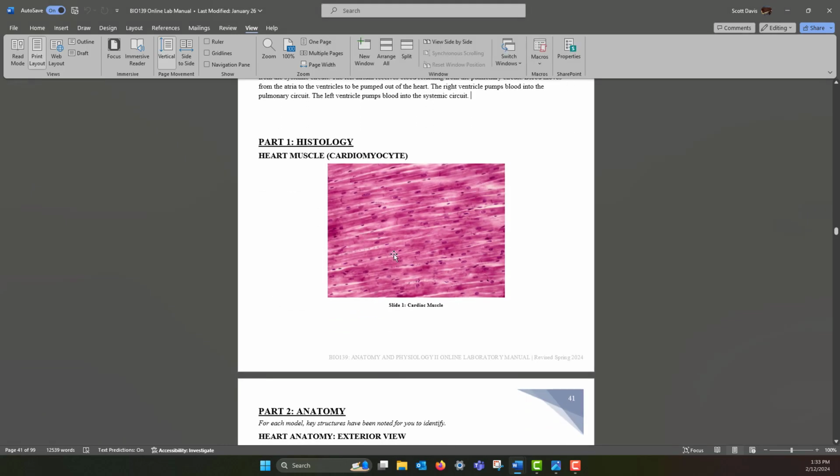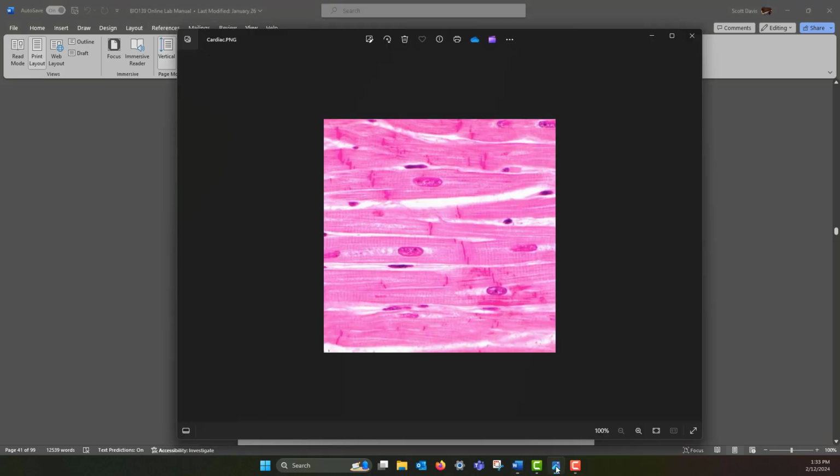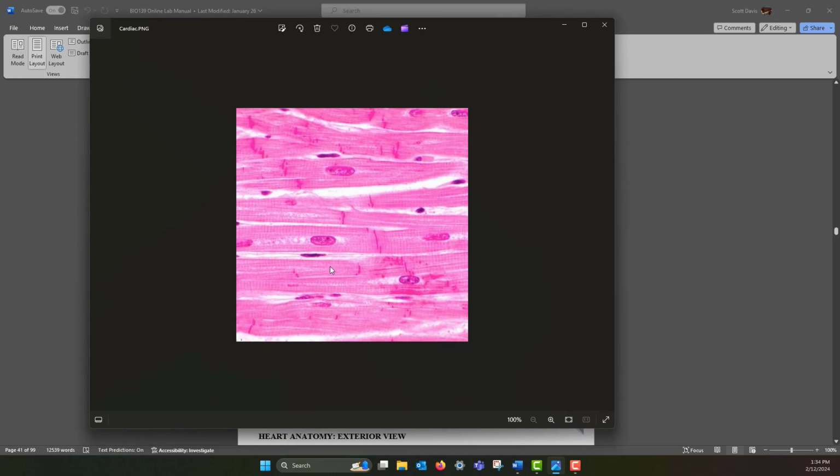But let's look at the muscle that makes up the heart, the cardiac muscle. And here is one image. I'm going to bring up a little bit of a more magnified image. These are cardiomyocytes. Cardiomyocytes are just cardiac muscle cells. And when we look at them under a microscope with strong enough magnification, we can see that they have these stripes. We say they are striated, just like skeletal muscle was.